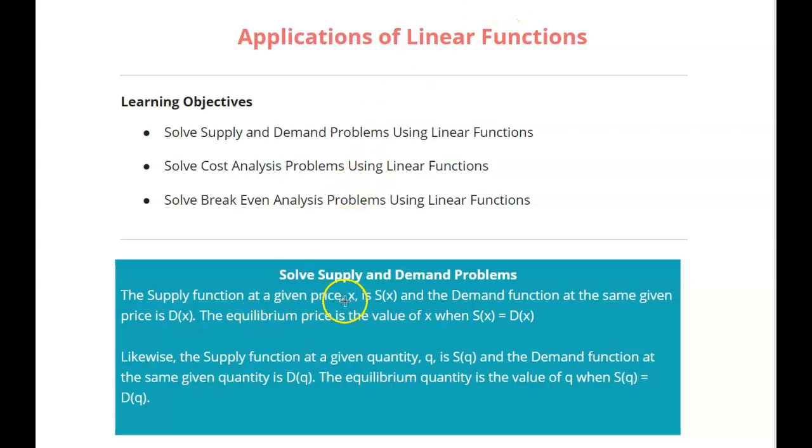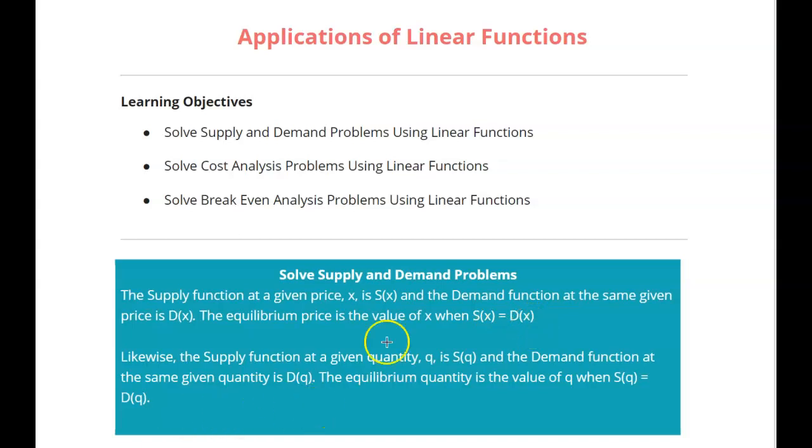First, if x is defined as a price, the supply function at the given price x is denoted by S of x, and the demand function at the same given price is denoted by D of x. And also, the equilibrium price is the value of x when S of x is equal to D of x.